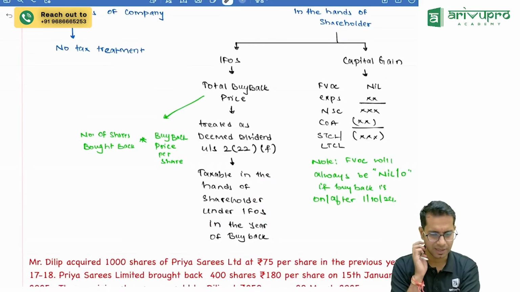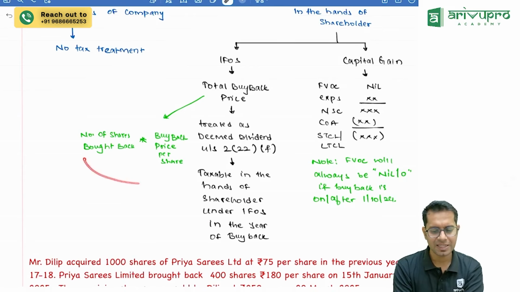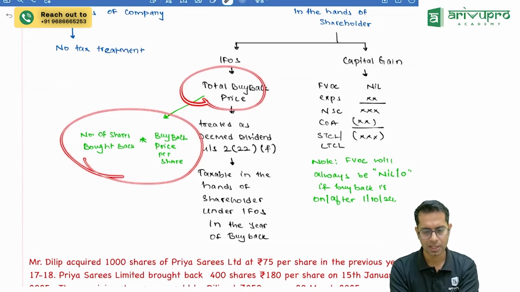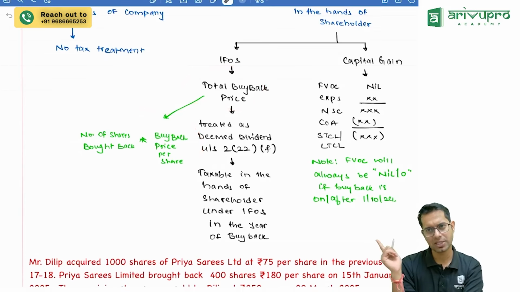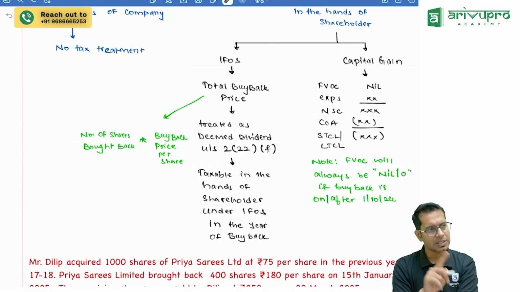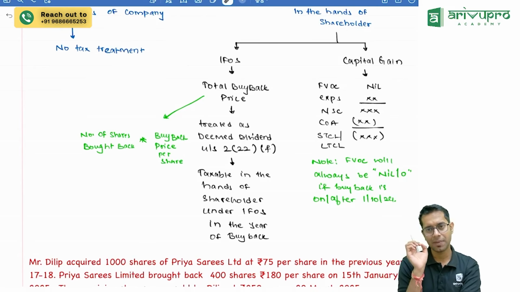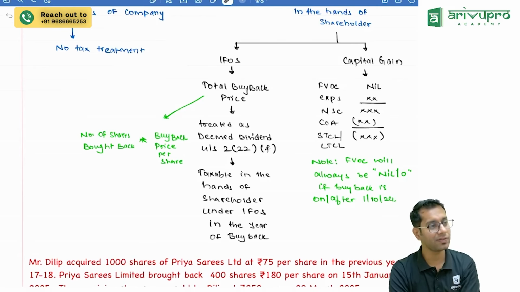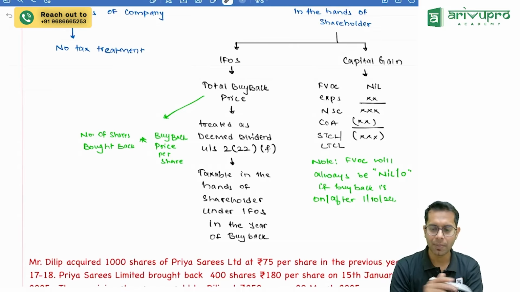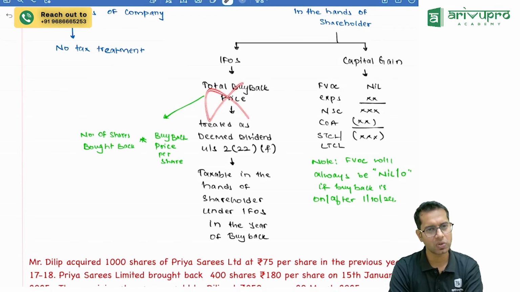Sir, one second. If it is taxable under other sources, but sir, I would have purchased the shares, and now the shares are taken back by the company. So, sir, it should be treated as transfer, and capital gain should come. Why is this income from other sources coming?